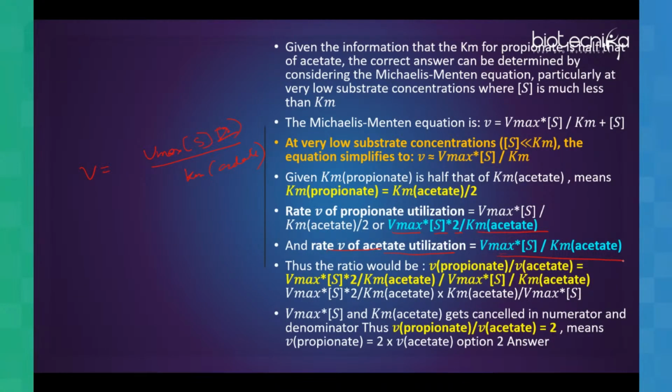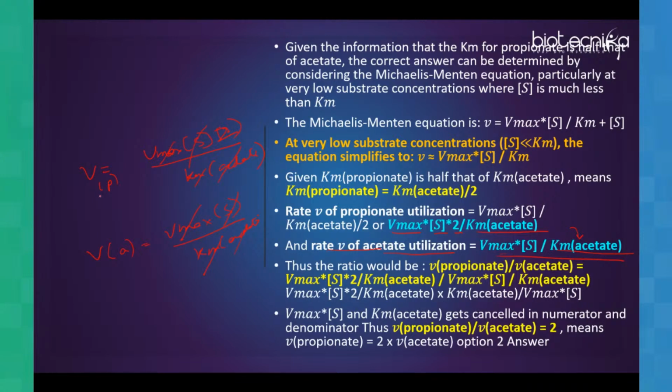If you do it, instead of writing S, meaning you will not write plus S, just write the Km value. So the rate for propionate, and this is for acetate, will be Vmax into S divided by Km acetate. As you can see here, Vmax gets cancelled, Km acetate gets cancelled, even S gets cancelled. So that's it. You have your ratio.